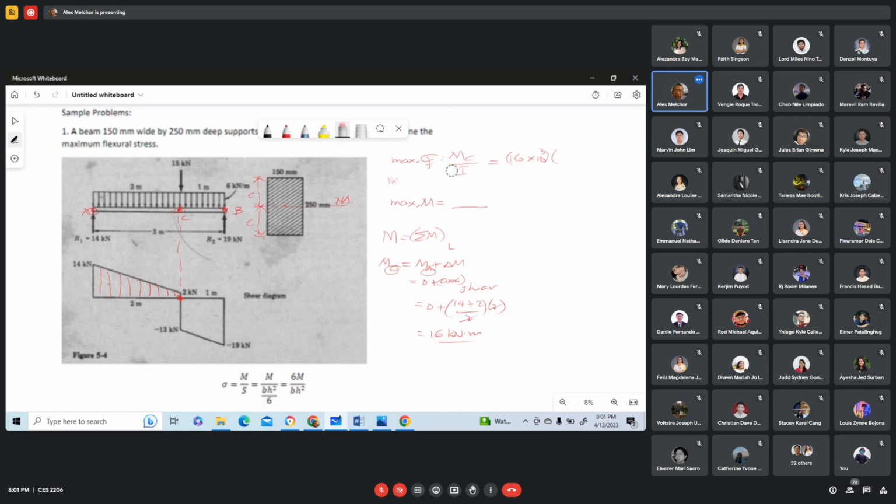This one here, C. I'll just use black so that you can see it well. The value of C is one half of 250, that's 0.25 divided by 2, over I. The value of I is base times the height cube over 12. So that is how to determine our stress, the maximum flexural stress. Okay.